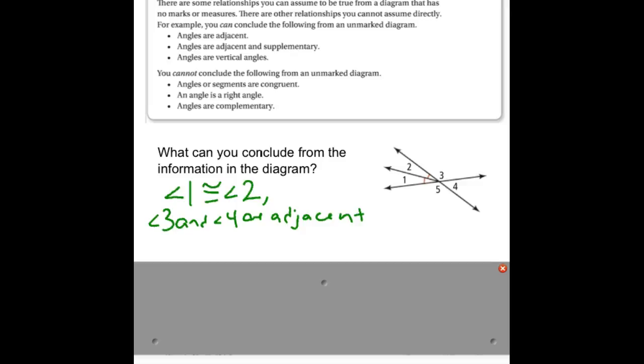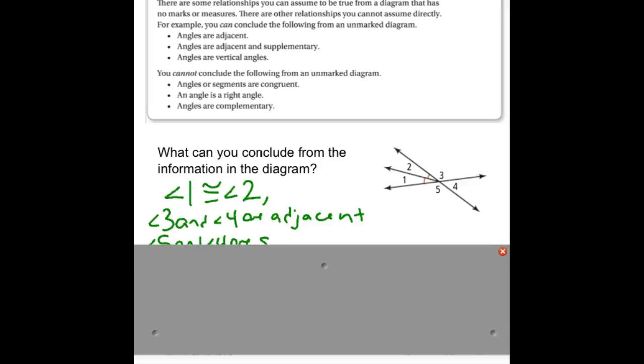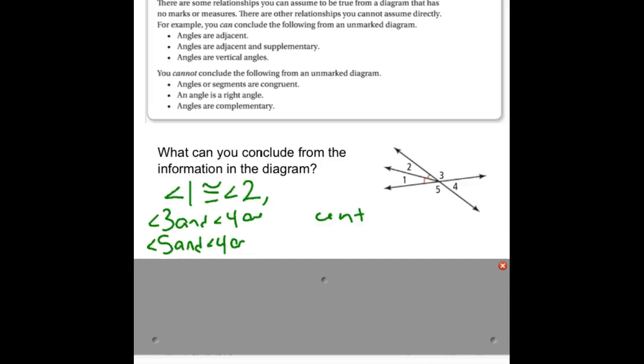The next thing is that you can assume that angles are adjacent and supplementary. So if I'm looking up there, I might notice that, oh, angle 5 and angle 4, those are adjacent and supplementary. I abbreviated supplementary as sup. I might also notice that angle 3 and angle 4 are adjacent and supplementary.